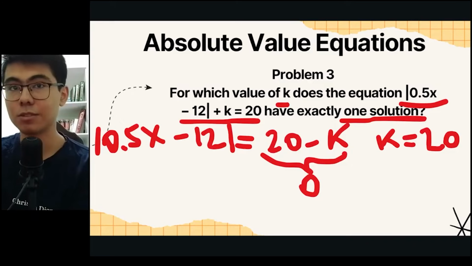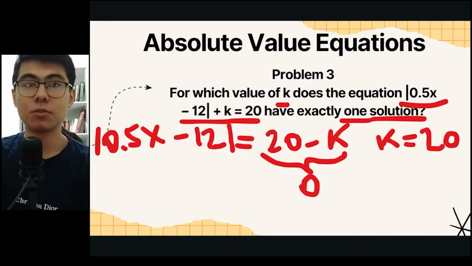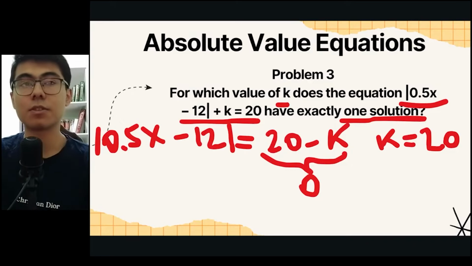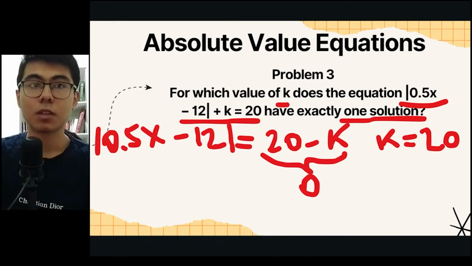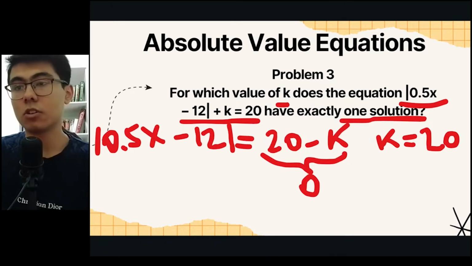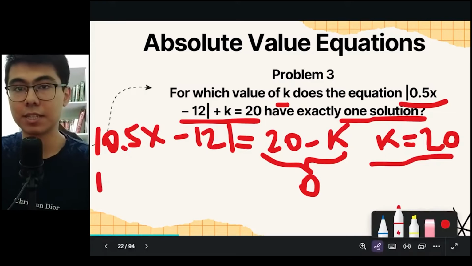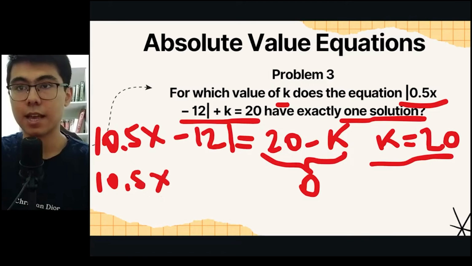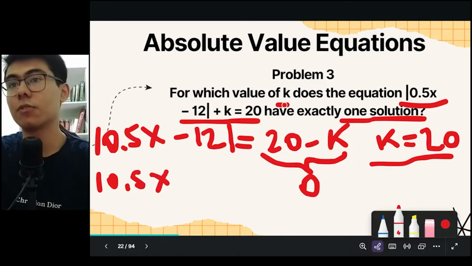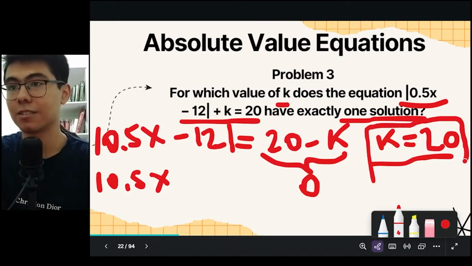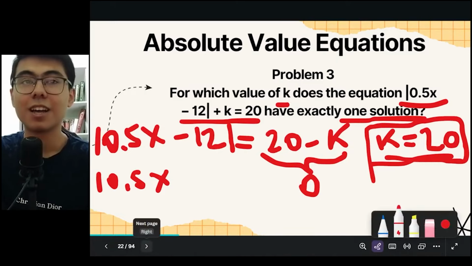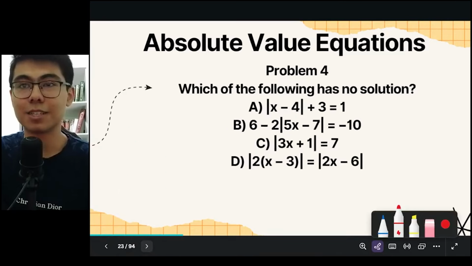Now the next step is, we already know k equals 20, right? Now we can rewrite it as this. 0.5x... Oh, we already found the value of k, so that's going to be 20. k equals 20. So let's move on to the next question.